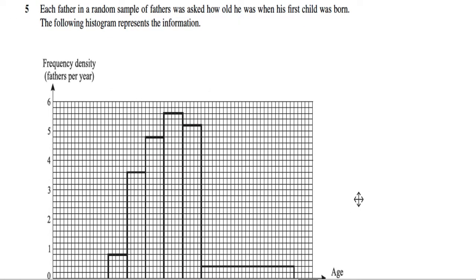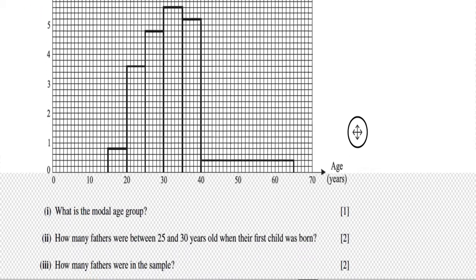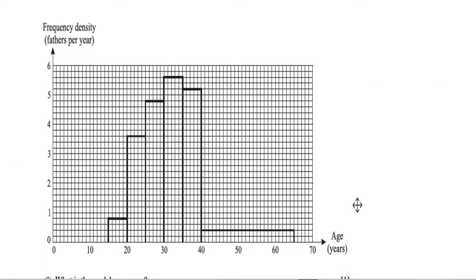Each father in a random sample of fathers was asked how old he was when his first child was born. The following histogram represents the information. Frequency density is on the y-axis, and on the x-axis we have the age group, between 0 and 70.